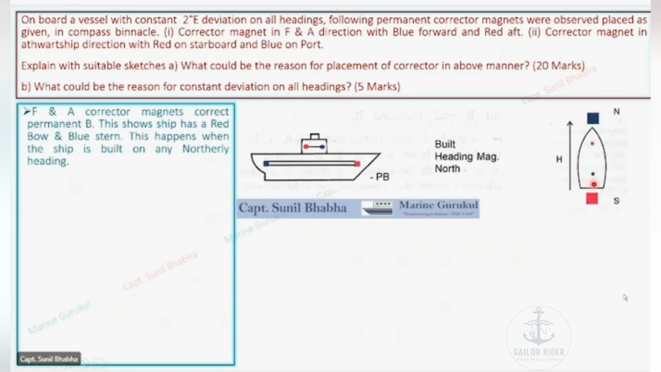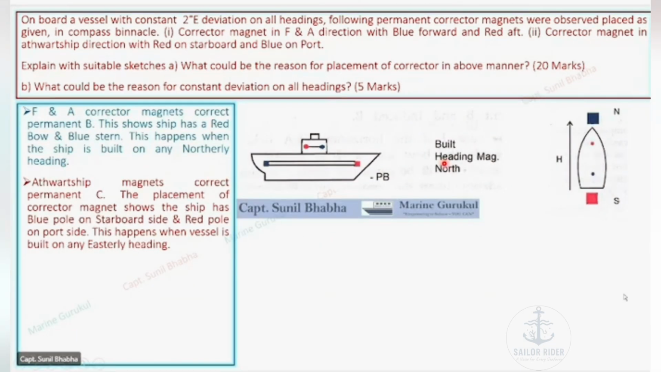So if the ship is being built on a northerly heading, the magnetic field lines will be entering from the stern and leaving out from the bow. The part where the lines enter gets a blue polarity. That's why you see the stern of the ship has a blue polarity, and the part where the magnetic lines of force come out gets a red polarity. So that shows us the bow of a ship has a red polarity. So this tells us that the vessel is built heading north.